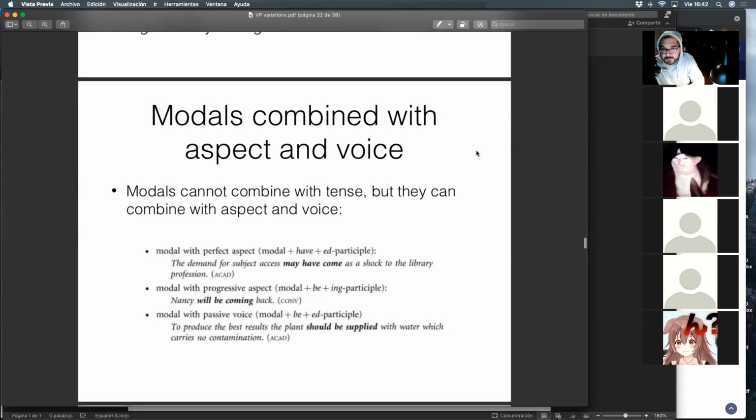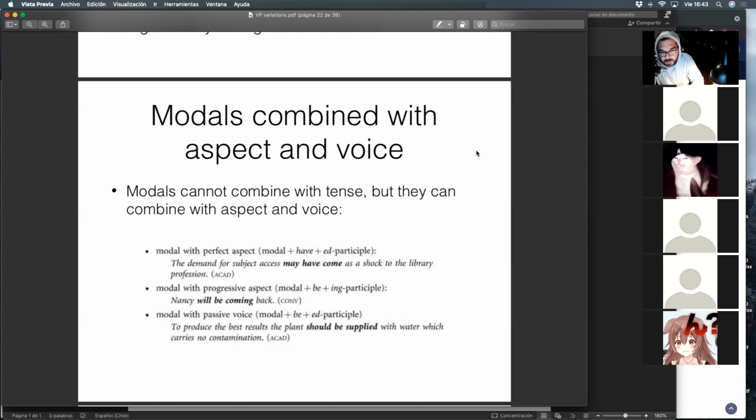Modals combined with aspect and voice. Modals cannot combine with tense, which means you can't have something like he can plays, right? That's impossible. But you can mix modal verbs with aspect and voice. So let's take these examples. Modal verb with perfect aspect. The demand for subject access may have come as a shock to the library profession. So we have the verb phrase may have come with the presence of the central modal may, and the perfective aspect have come, right? So you can actually mix them.